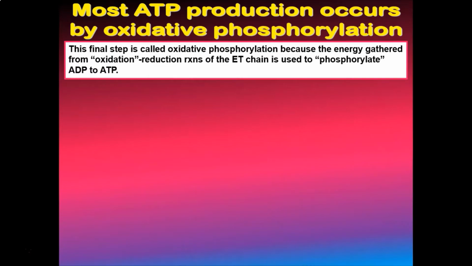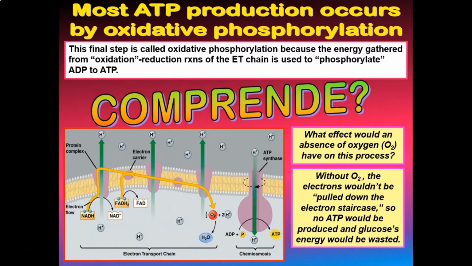All right, and the final step is called oxidative phosphorylation. Why is that? Because, think about it: the energy gathered from oxidation-reduction reactions of the electron transport chain is used to phosphorylate ADP to ATP, right? So you get oxidative phosphorylation. Now, what effect would an absence of oxygen have on this process?